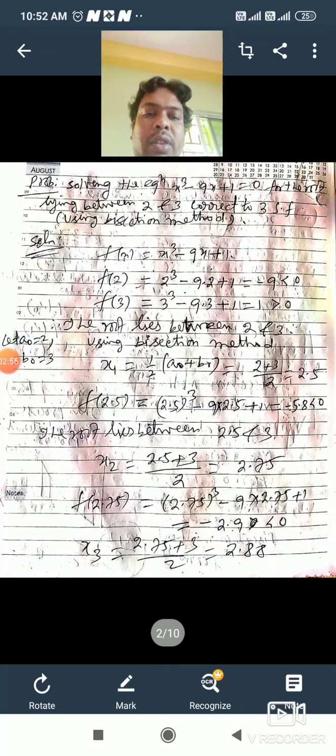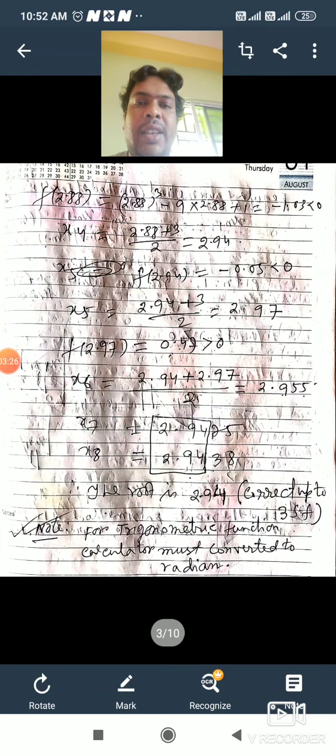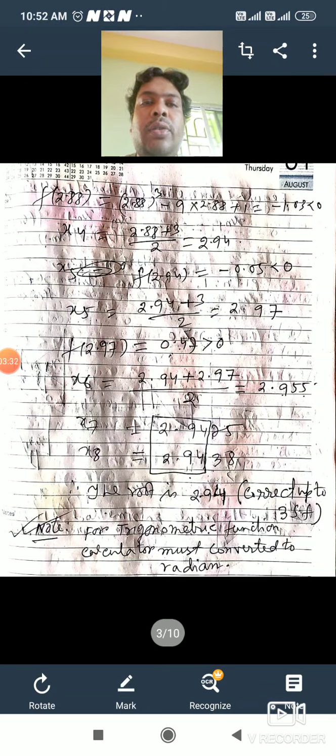Now the root lies between 2.5 and 3, since f at 2.5 is less than 0 and at 3 is greater than 0. So x2 equal to (2.5 plus 3) by 2, so 2.75. Similarly, we calculate f of 2.75. So f of 2.75 equal to minus 2.9. This is also less than 0. So the root lies between 2.75 and 3. So x3 equal to (2.75 plus 3) by 2, equal to 2.88. Similarly, we calculate f of 2.88, equal to minus 1.03, less than 0.